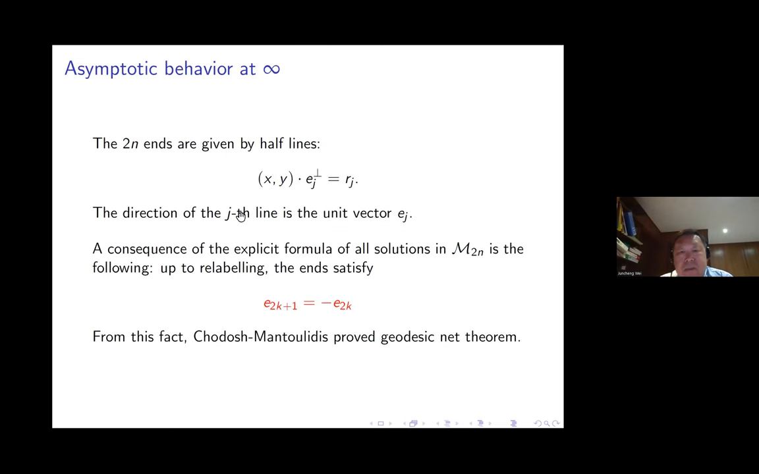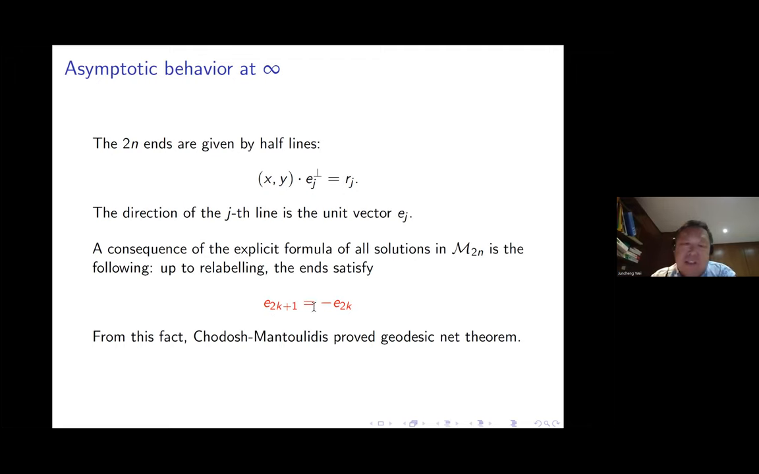Furthermore, if you look at each end of the 2n-ended solutions, we have a very nice property, an isometric property, the Binson property. You can arrange the directions so that they satisfy these identities. In fact, using this information, Chodosh and Mantoulidis proved the classification of the integral 1-5-4 theorem, the geodesic net. That's why the triple junction will never happen. If you have a quadruple junction, you just cross, because these two directions are just opposite to each other.